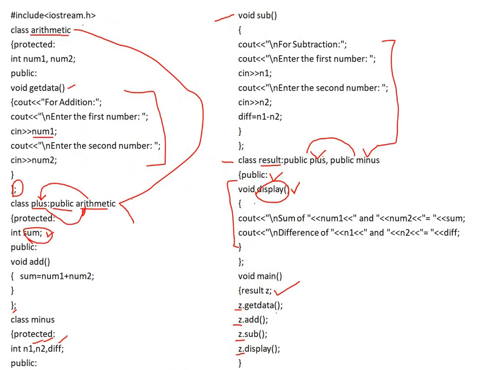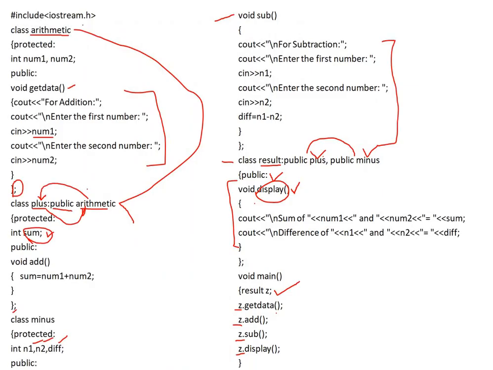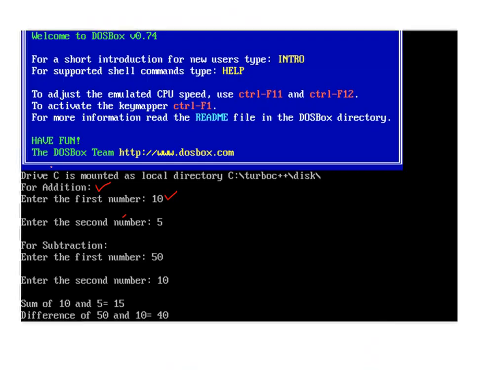Next statement, cout enter the second number. Enter the second number is displayed as it is. Next we have written what? Cin double greater than num2. Now we can enter any positive number into num2. Now let us consider I have entered 5 into num2, right?